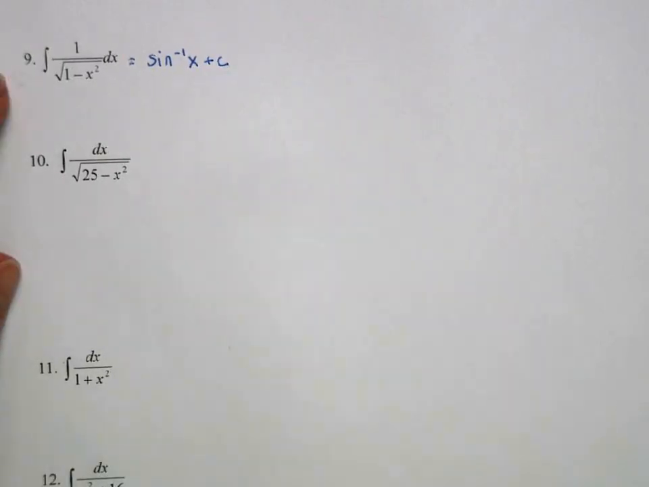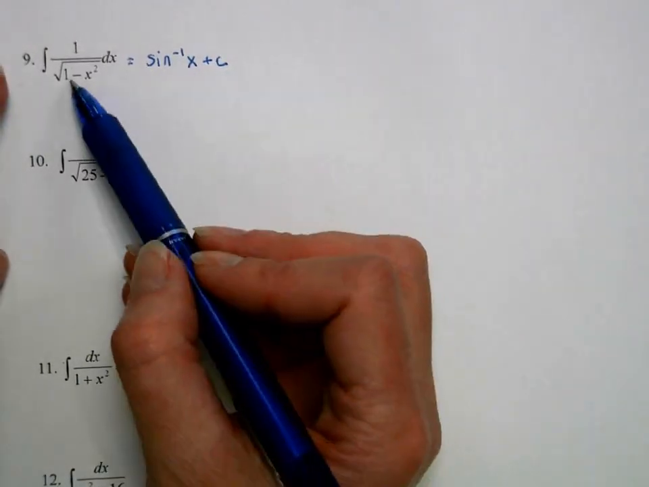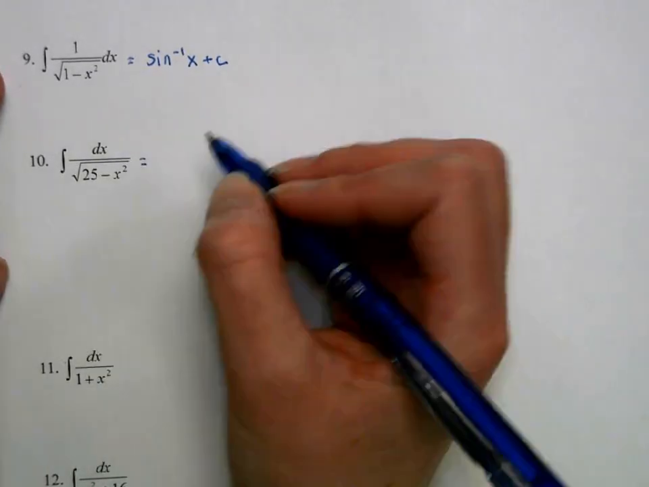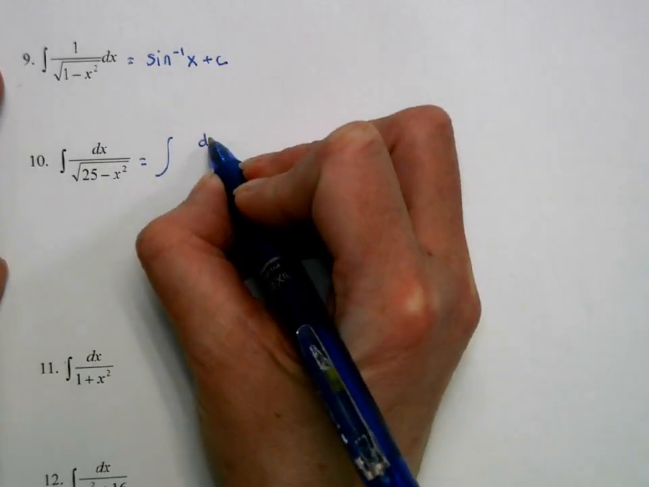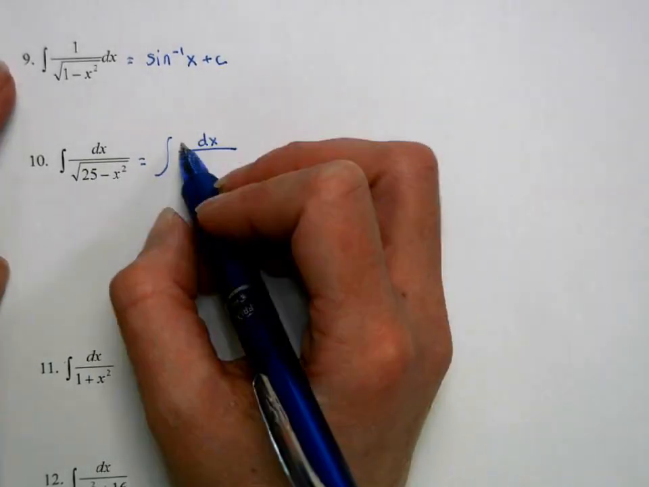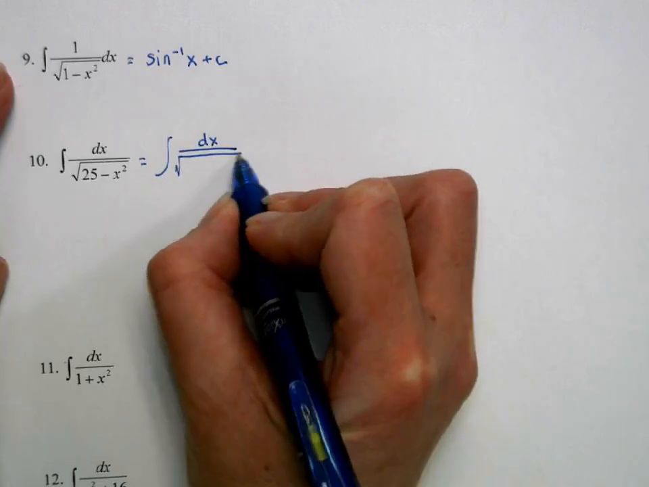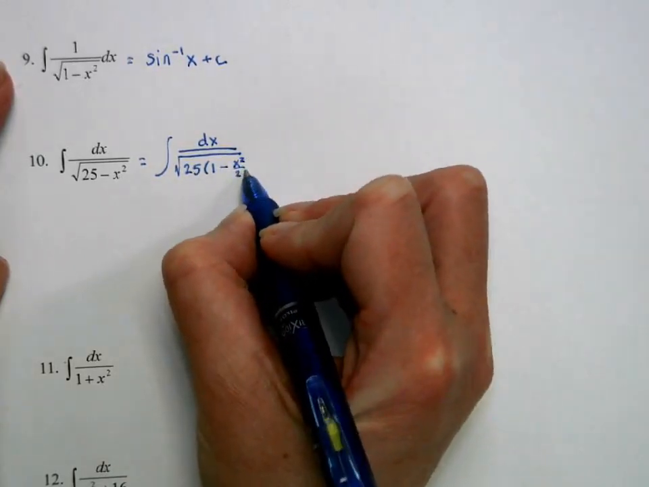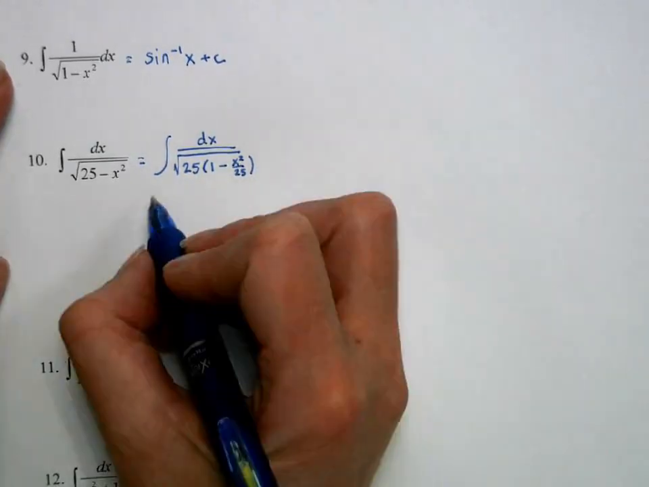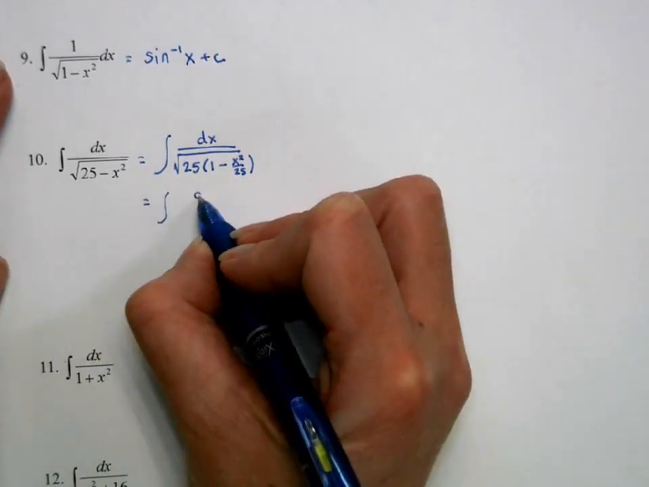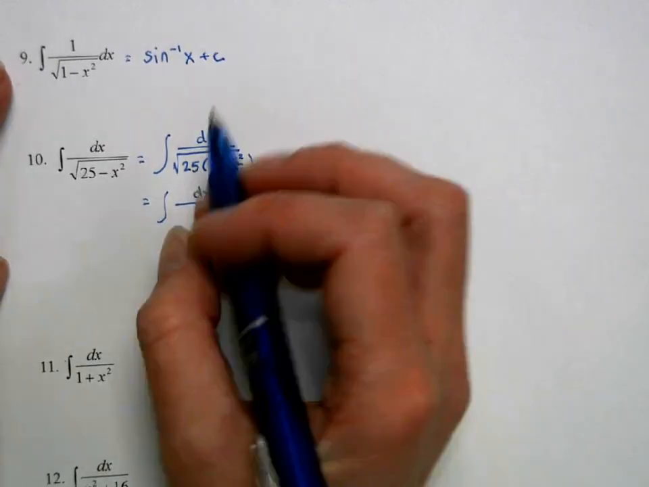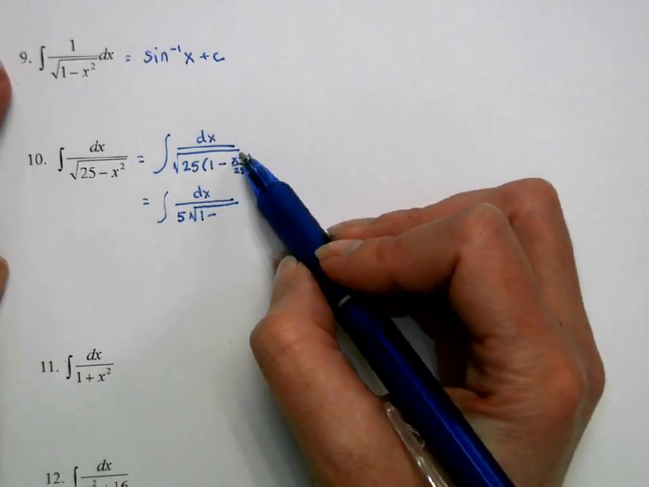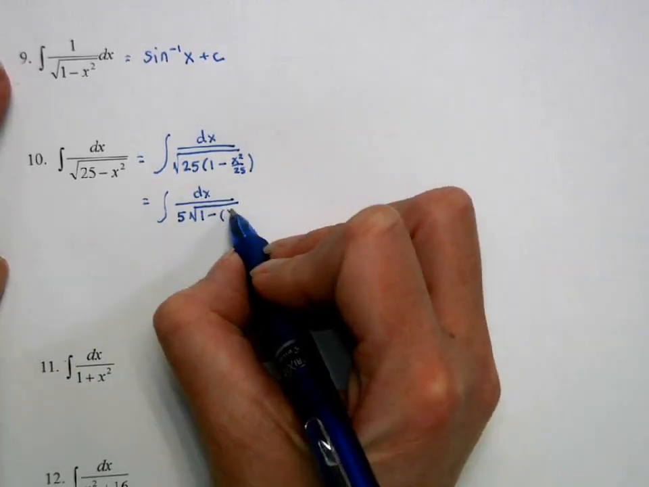So I'm going to do some manipulation on this first, because we really need the 1 minus x squared, and I have an x squared but not a 1 here. So the first thing I'm going to do is pull out a 25, which will leave me with a 1 minus x squared over 25. Okay, square root of 25 is going to be 5. And then I'm going to rewrite this x squared over 25 as x over 5 squared.